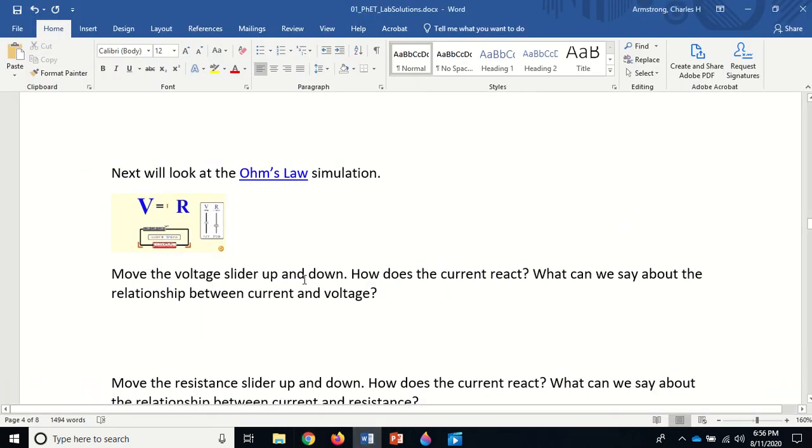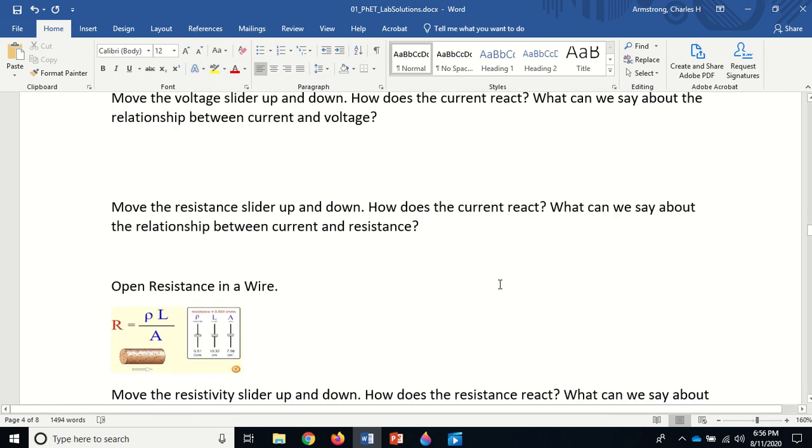So, move the voltage slider up and down, how does the current react? When we move it up, the current increases. When we move it down, the current decreases. What can we say about the relationship between the current and the voltage? They're directly related. As voltage goes up, current goes up if we keep the resistance the same.